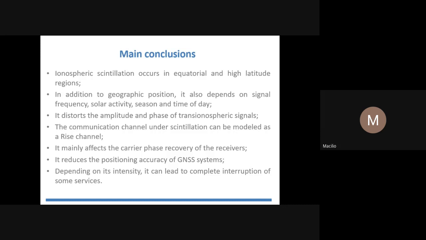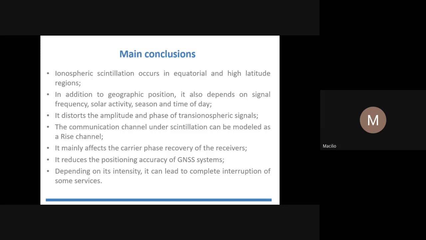For example, in X-band, we don't worry about scintillation. Here, our receiver has signals in S-band, about 2,000 megahertz, and X-band, about 8,000 megahertz. We don't observe scintillation in X-band.